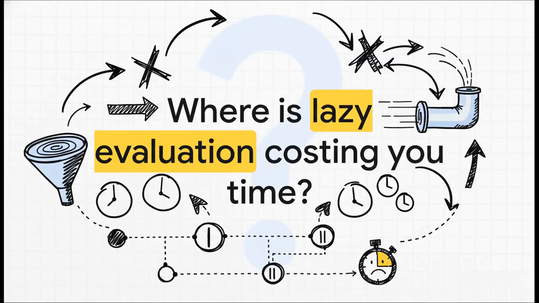Which leaves us with one final important question for you to think about. Now that you understand how Spark's default lazy behavior can create these hidden bottlenecks, take a look at your own projects and ask yourself, where is lazy evaluation costing you time in your own data pipelines?